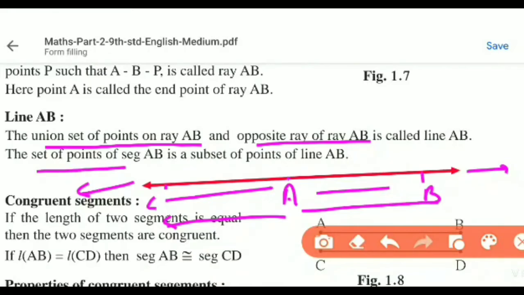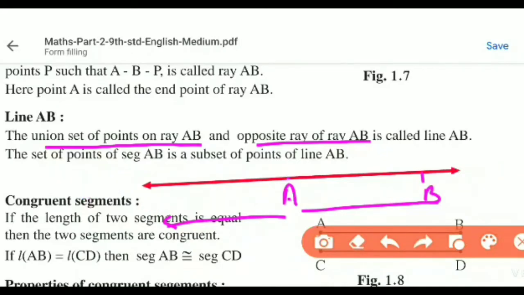The set of points of seg AB is a subset of the points on line AB. Now we have seen that in one set there are numbers 1 to 10, and in another set the numbers 2, 4, 6, 8; all the even numbers form a subset of the natural numbers. In the same way, seg AB is a part of line AB, which means seg AB is a subset of line AB.